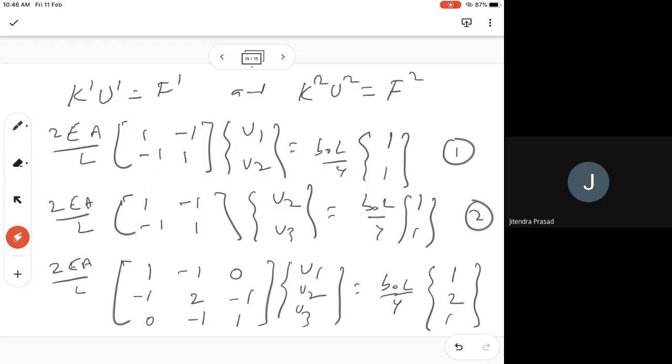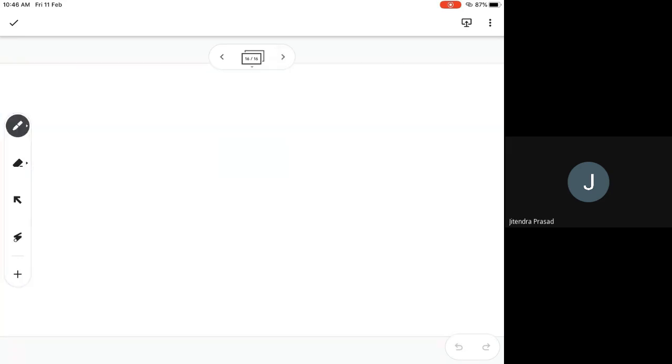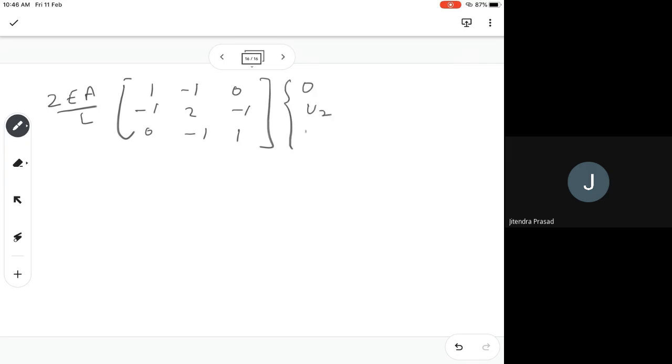So you know the already in chapter 2, that's why chapter 2 is beneficial. So we have that, and the rest is you apply the boundary condition, you solve the problem. So you have 2EA over L, times the matrix 1 -1 0, -1 2 -1, 0 -1 1, and you have U1 equal to 0, then U2 and U3 we have to find out, equal to B naught L over 4, then 1 and 1, right, like that.